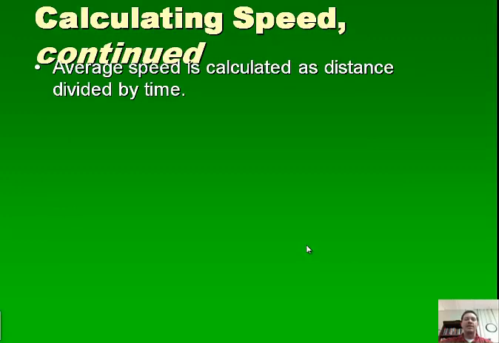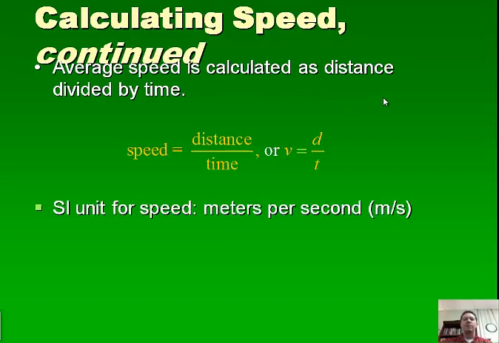Average speed is calculated as the distance divided by time. So if we have a graph where the speed changes over the whole graph, and we want to figure out average speed, it's just going to be your average distance divided by the average time. So we define speed as being equal to distance divided by time. We can abbreviate this as v equals d over t. Sometimes we use s here. A lot of times we use the v, indicating that we want velocity, so we want to know direction as well. Again, the units are meters per second.